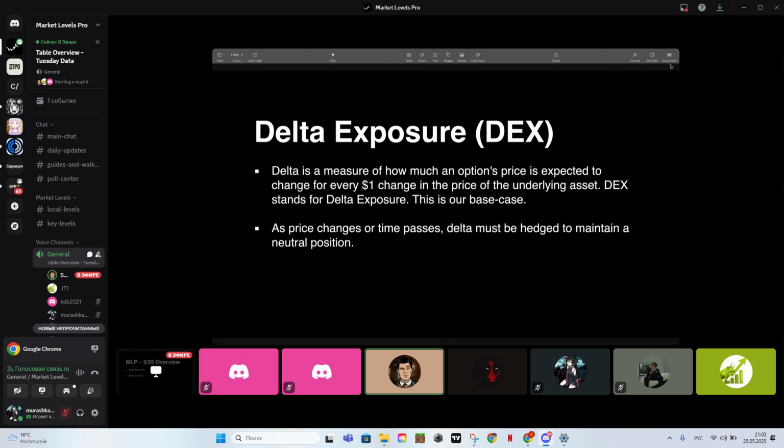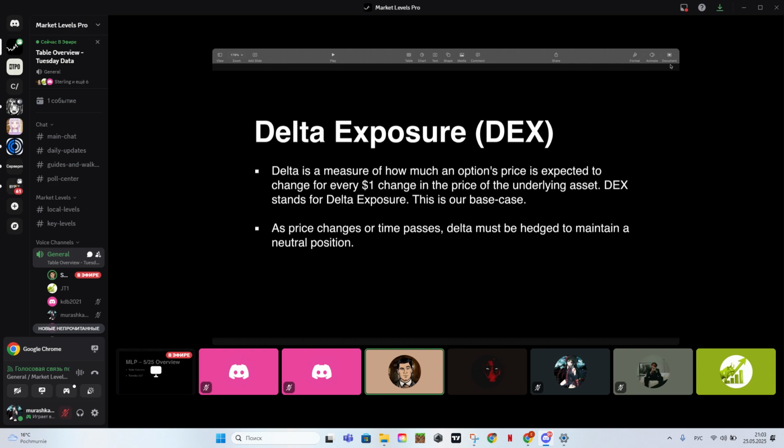Delta exposure is very plain. As time passes or price changes, delta does need to be hedged in order to maintain a neutral position, which is the goal of the market maker. Gamma exposure is the rate of change of delta. As price moves, dealers have an opportunity to look at this to almost anticipate and hedge in advance of the exposure at various levels. Depending on the intensity, they're going to change the volume in which they're hedging.